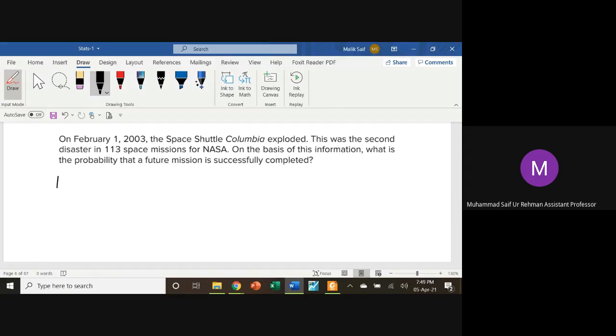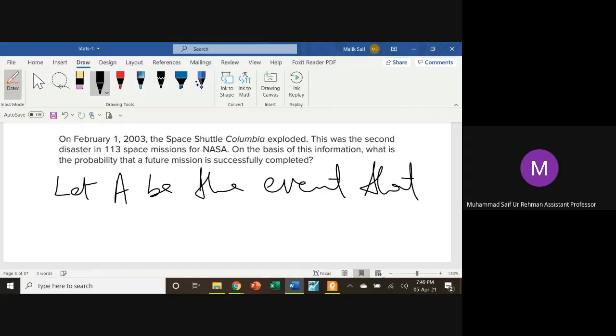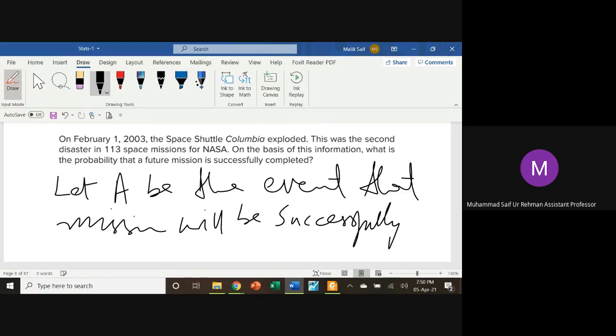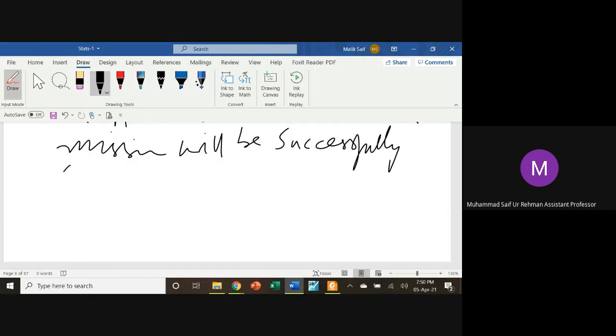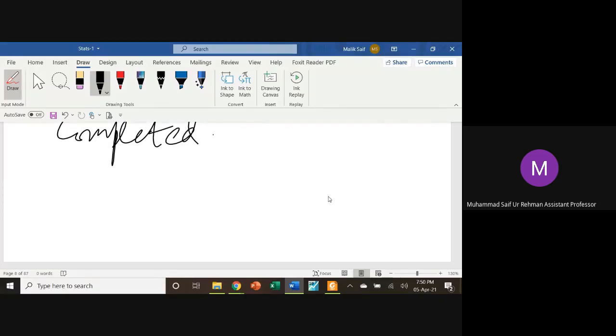first of all, let A be the event that a space mission will be successfully completed. First of all, you will define the event in this way. Then what is the probability that next time it will be a successful mission?